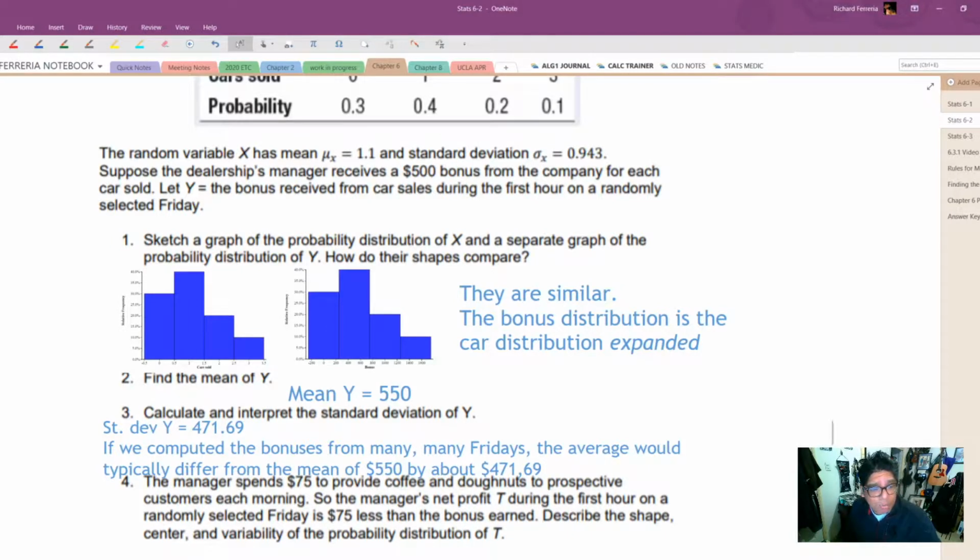Interpreting Y: if we computed the bonuses from many Fridays, the average bonus would typically vary from the mean of $550 by about $471.69.